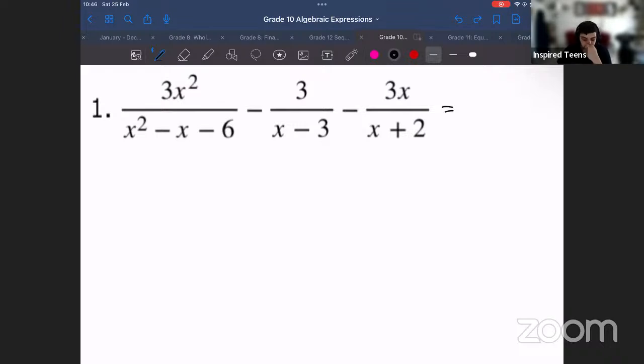So let's look at this example. Firstly, tops, nothing to factorize, simplest form. Bottom, however, yes, very good, trinomial. So let's do the trinomial factorization of each one.